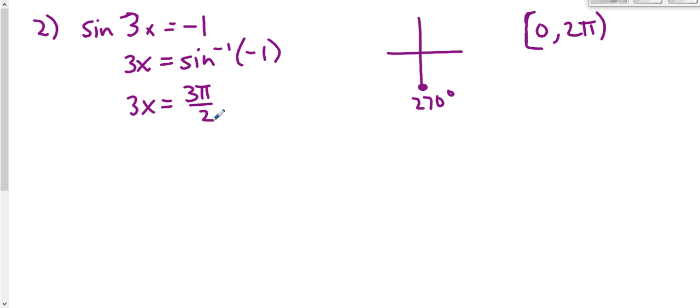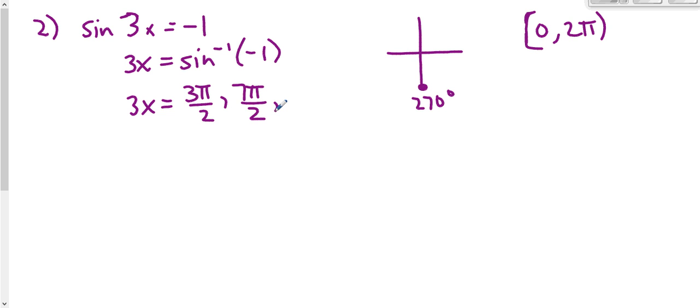Now we're going to go around the circle again. So we're going to add 2 pi to this answer. One full circle is 2 pi radians. So if you add 2 pi, you're adding 4 halves pi. So that would give us 7 pi over 2.